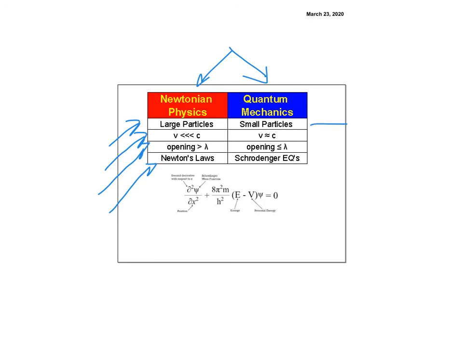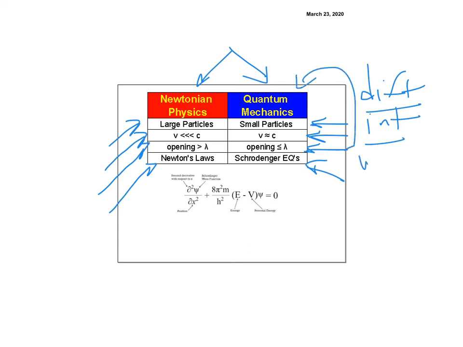In quantum mechanics, we're dealing with very tiny particles. v has to be very close to c. The opening has to be less than or equal to lambda so it can actually diffract. And then you have Schrodinger's equation. So when you see words like diffraction or interference, then you know that you're dealing with quantum kinds of things and you're dealing with waves. And if you're dealing with momentum and energy, you tend to be dealing with your Newtonian physics. So that's it. That's chapter 29.